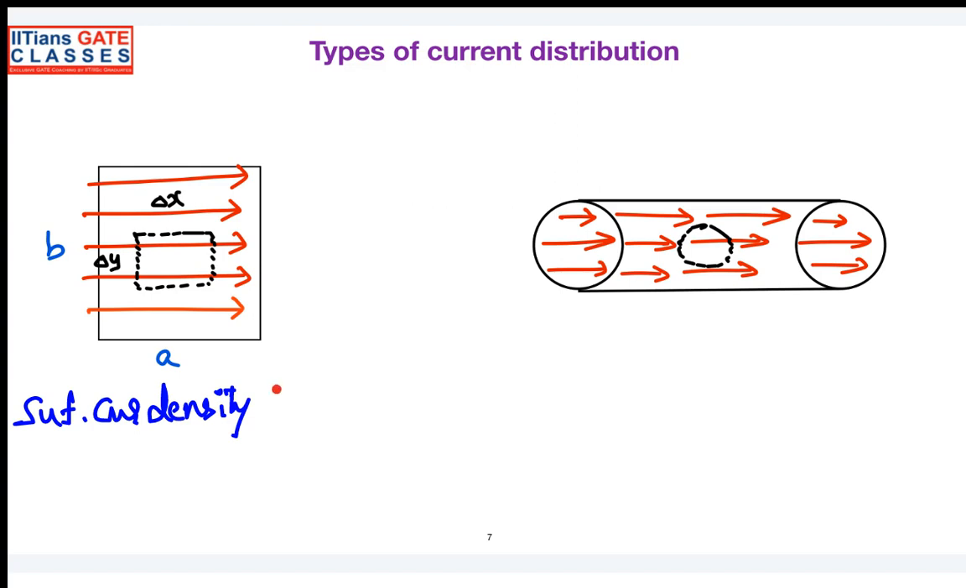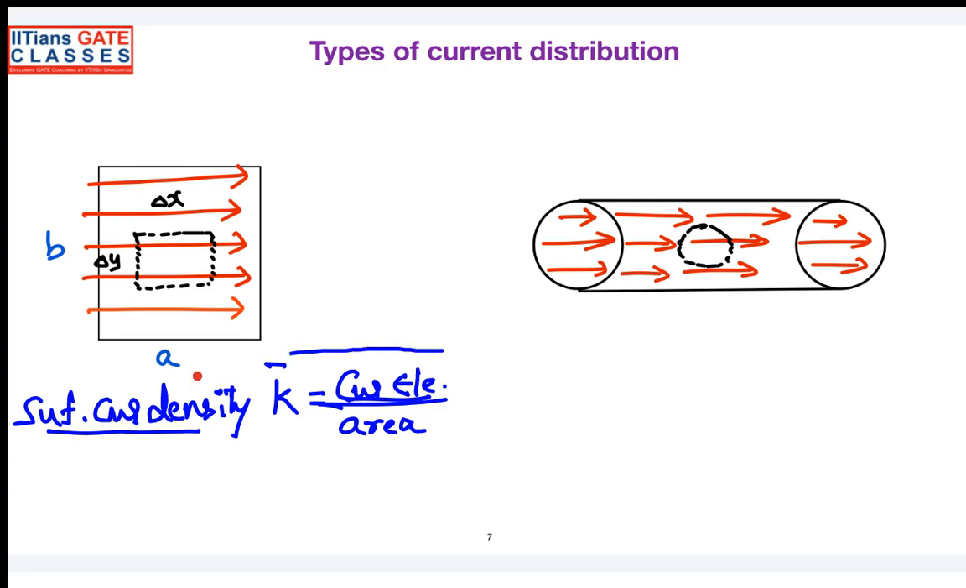So the surface current density is basically defined with the symbol K. The definition for surface current density was the current divided by the area. You can see the same comparison to what we have studied in electrostatics. The surface charge density is the charge per area. So the charge is the same as the current element here, as I mentioned.